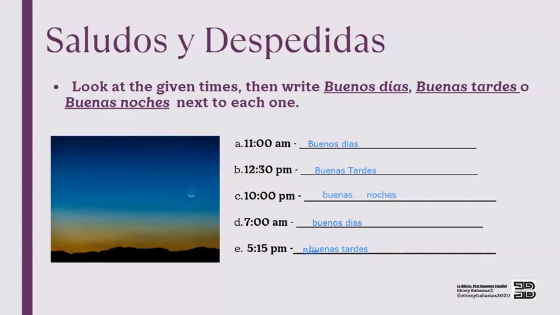All right, so we have 11 a.m. Buenos dias, which is correct. Buenas tardes, yes, after 12 o'clock, it's buenas tardes. 10 p.m., buenas noches. 7 a.m., buenos dias. And 5:15 p.m., we will, yes, go with buenas tardes, okay? Yeah. As long as the sun hasn't set yet, we're good. So I'm going to clear that and move to my next screen.